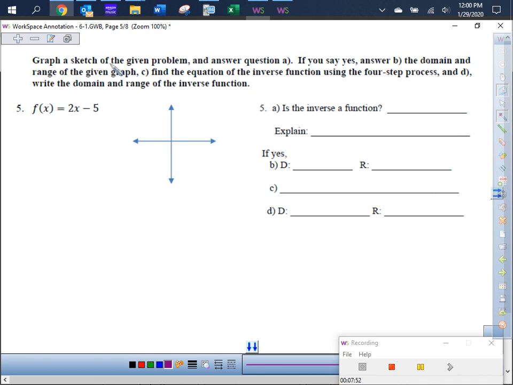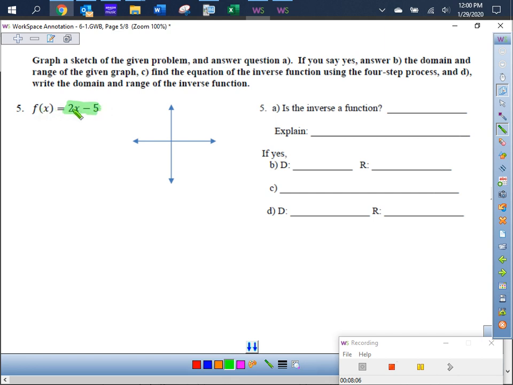They say to graph a sketch of the given problem to answer these questions. Cool. We have to graph this one. Let's make it easy on our brains. Yes, we could use a graphing calculator, but we have that ACT coming up, and we want to do things as fast as possible. So my basic question in my class was, hey, is this going to be a line?